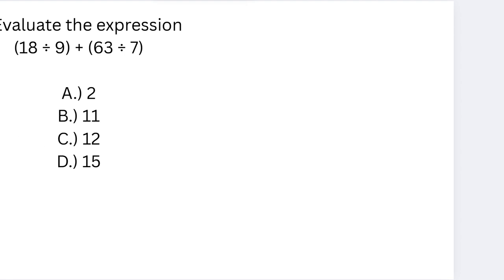Now number 3 is similar but just bigger numbers, and it includes division. Don't worry about this plus for now. We have to do each one of these and then add them together. So 18 divided by 9 is 2, plus 63 divided by 7 is 9. So the answer is B, 11.